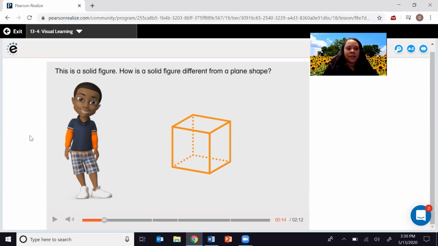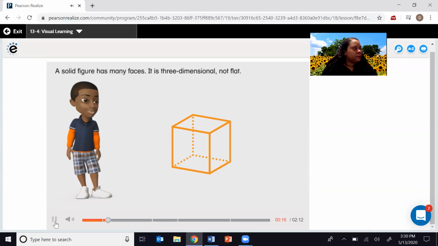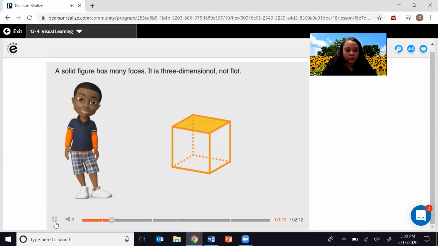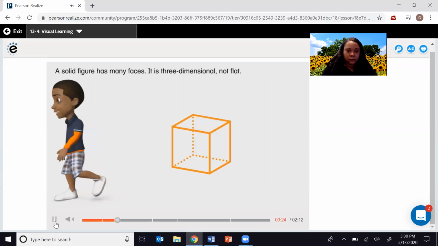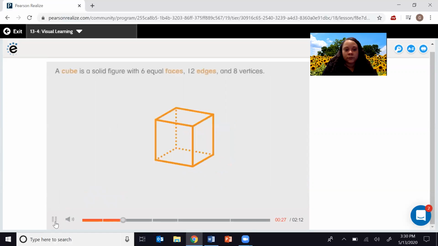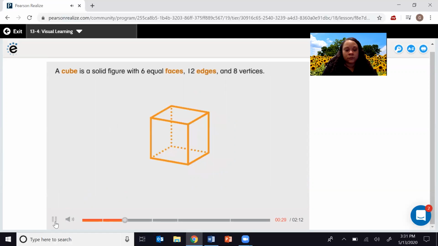All right, so we're going to find out, how is a solid figure different from a plane shape? Well, we kind of talked about it. A plane shape is 2D, and a solid like this is 3D. A figure has many faces. It is 3-dimensional, not flat. A cube is a solid figure with 6 equal faces, 12 edges, and 8 vertices.